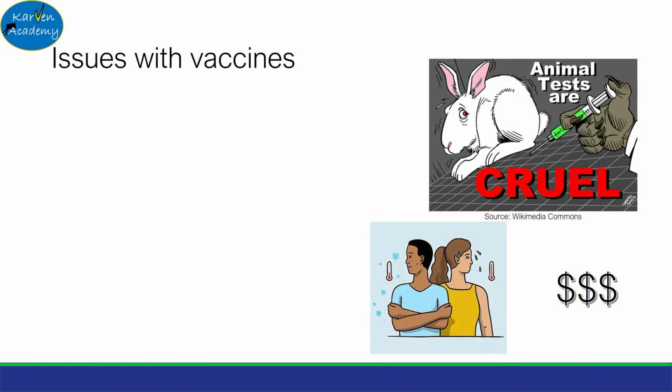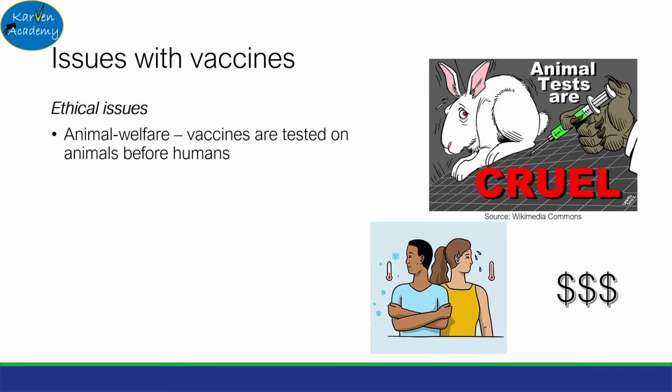There are, of course, some issues surrounding vaccines, just like any other drug. Let's first look at the ethical issues. As vaccines are initially tested on animals, people worry about how well these animals are looked after. Moreover, some people dislike the idea of animal-based vaccines.